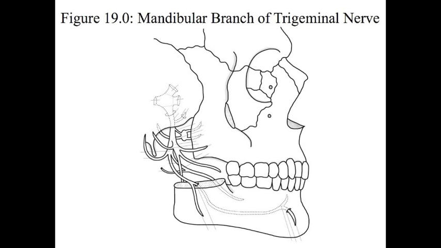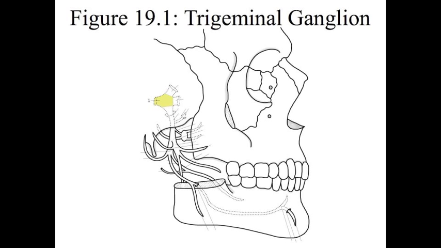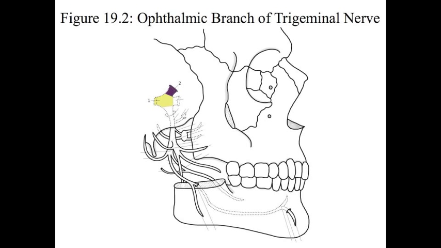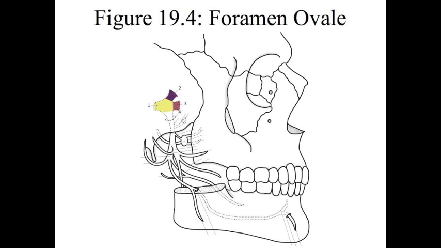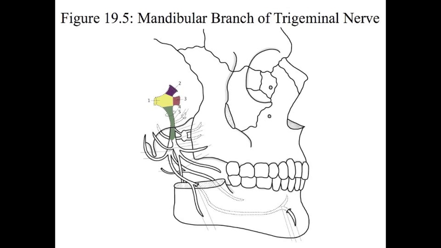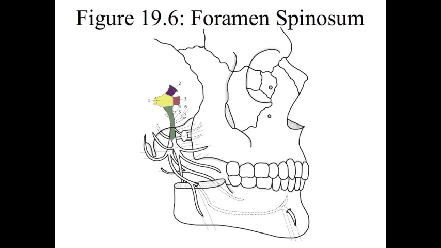Number 19 is the mandibular branch of the trigeminal nerve. Number 1 is the trigeminal ganglion. Number 2 is the ophthalmic branch of the trigeminal nerve. Number 3 is the maxillary branch of the trigeminal nerve. Number 4 is the foramen ovale. Number 5 is the mandibular branch of the trigeminal nerve, and it exits the skull through number 4, the foramen ovale. Number 6 is foramen spinosum.